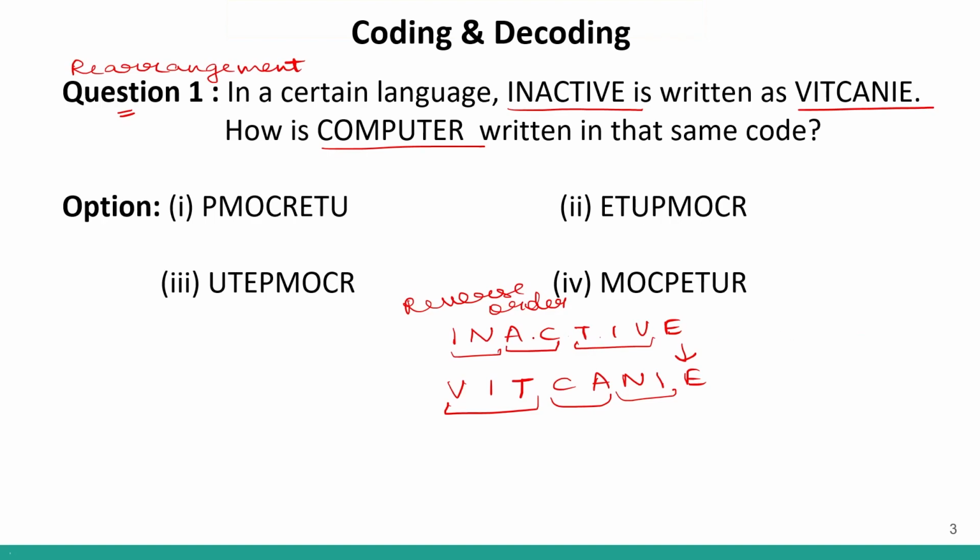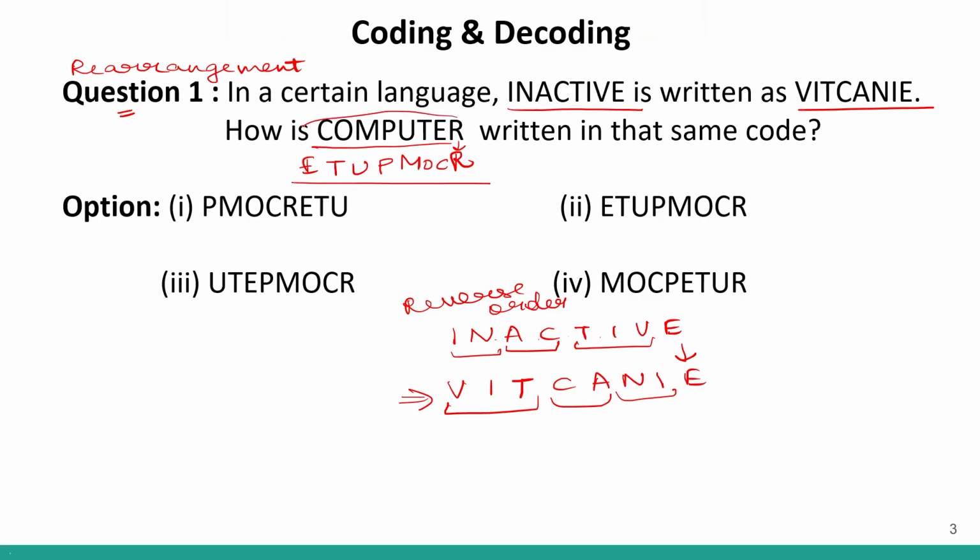So VITCANI. This is written in reverse order except for E. So now I will see for computer. In computer, R will remain in the same place and everything else will be written in reverse order, correct? R will retain its place and the rest will be written in reverse order. So if I write it in reverse, it will be E, T, U, P, M, O, C, and then we'll get R. Correct? E, T, U, P, M, O, C, and R. This will be the code.